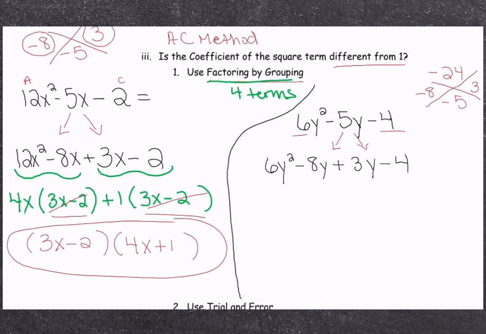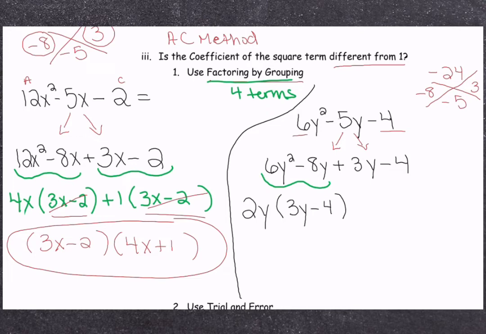Okay, so now I have 4 terms. Now let's do factor by grouping. I'll look at the first 2 terms and take out a GCF. Between 6 and 8, that will be 2. And then I also have a y. And then in the parentheses, I'm left with a 3y and then minus 4.